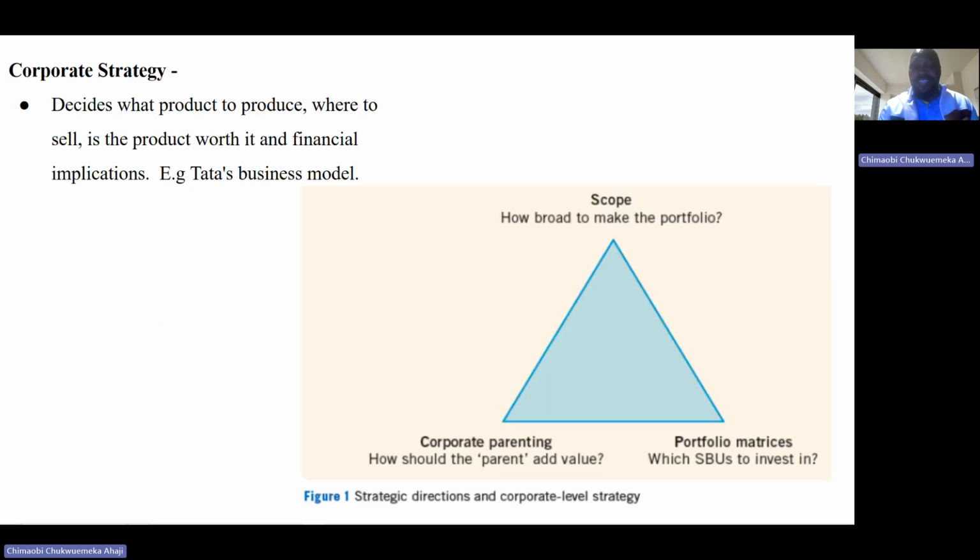Now, corporate strategy. This is done at the higher level. It differs from business strategy in the sense that this is where decisions are made, which are then rolled out in the business strategies. So decide what product to produce, where to sell, is the product worth its financial implication. For example, Tata was able to diversify by making excellent corporate strategic decisions. Now, the diagram illustrates how corporate strategy is done. We have a scope: how broad to make the portfolio. Corporate parenting: how should the parents add value? Portfolio matrix: which SBUs to invest in, or which SBUs are we going to take their product to roll out first?